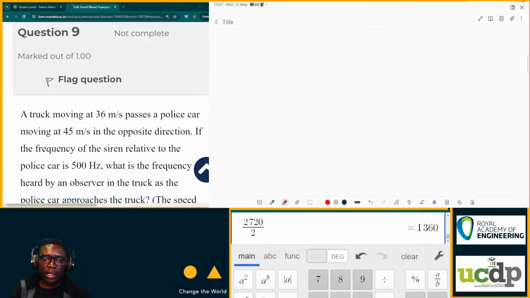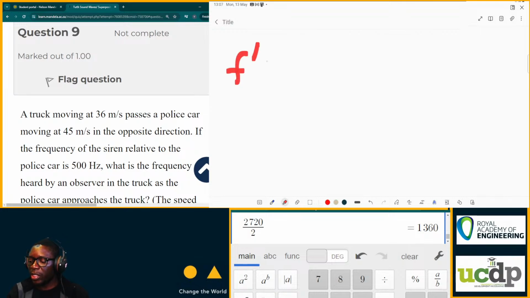So I'm just going to go to the question so that we can see what answers we get with the examples given here. We've got our first one, which is a truck moving at 36 meters per second. This is the velocity of the truck, which passes a police car moving at 45 meters per second in the opposite direction. So already there's a sense of these two coming close to each other, so we're going to use positive values here. If the frequency of the siren relative to the police car is 500 hertz, what is the frequency heard by an observer in the truck as the police car approaches the truck?